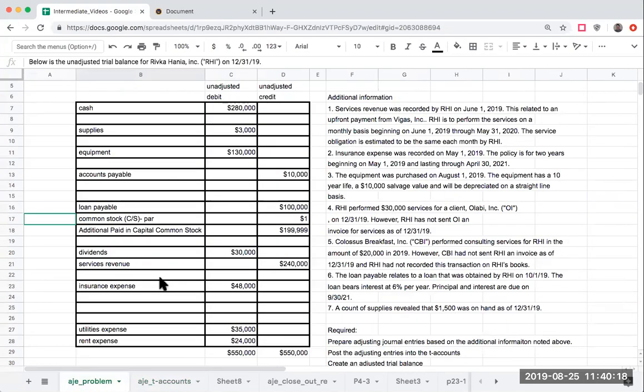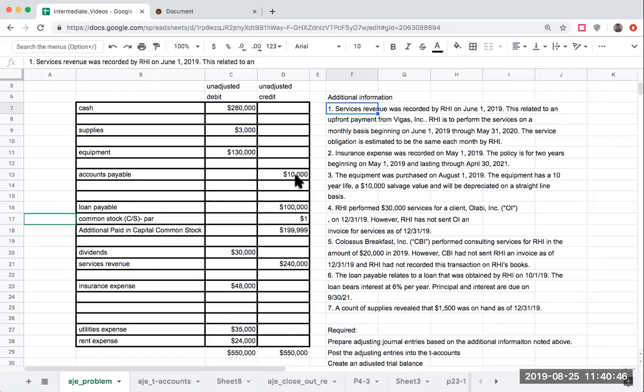Okay, so now that I've done that, I'm ready to deal with the additional information. The first thing it tells me is that services revenue was recorded by RHI on June 1st, 2019. This related to an upfront payment from Vegas. RHI is to perform the services on a monthly basis beginning on June 1st, 2019 through May 31st, 2020.